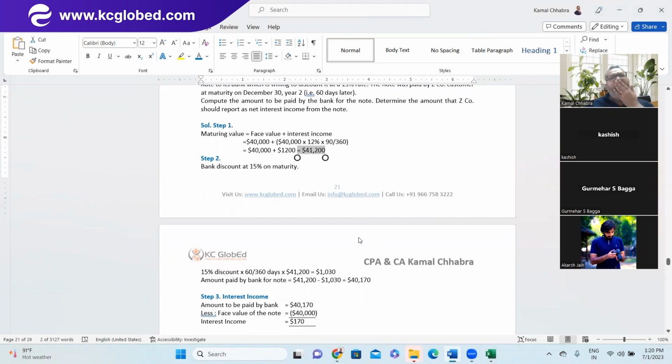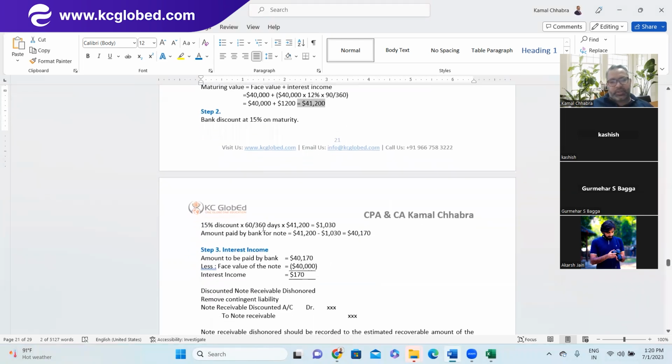bank is charging 15%, but they will charge 15% for 3 months or 2 months. 2 months होगा ना सर. 2 months, right? So 15% discount for 60 days on 41,200 is 1030. That means this will be the bank charges.